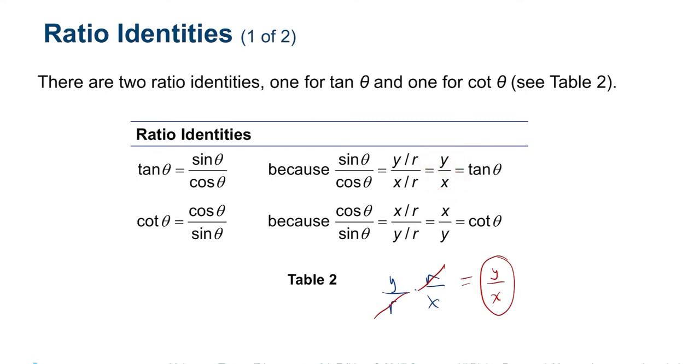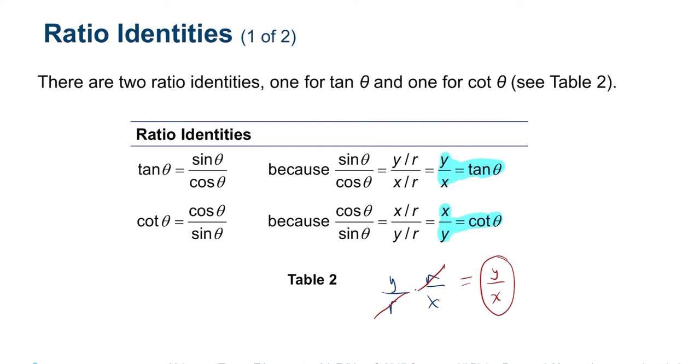All right, and similarly, for cotangent, it's going to be the reciprocal of that, which is cosine over sine. And similarly, cosine is x over r, sine is y over r. So when you multiply by the reciprocal again, you will get x over y for cotangent. So these are the identities here.